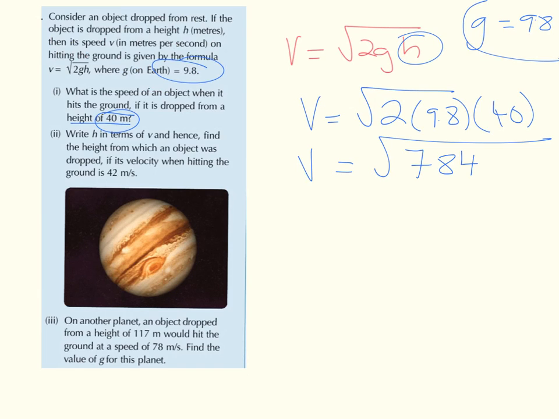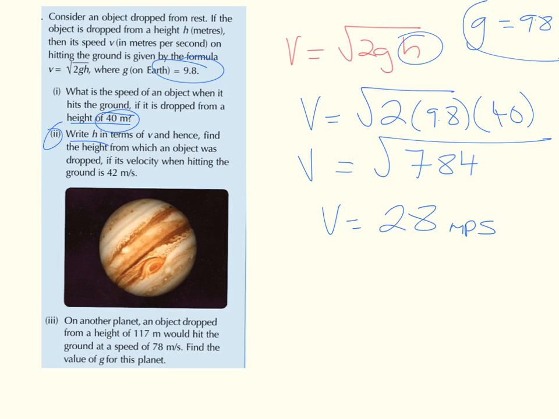4, and the square root of that is equal to 28. So the speed there is 28 meters per second. Okay, the second part of the question asks us to manipulate. Write in terms of h, so we want h on one side, everything else on the other, and hence find the height from which an object was dropped if its velocity when hitting the ground was 42 meters per second.